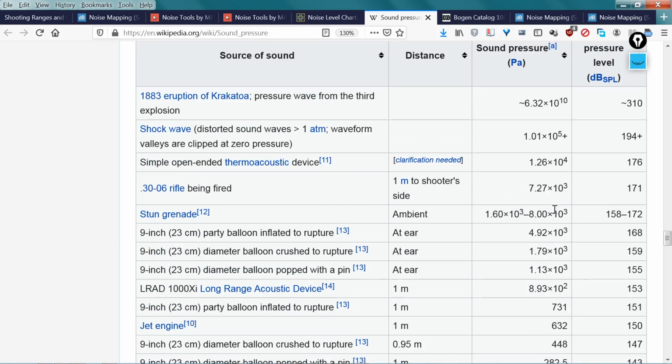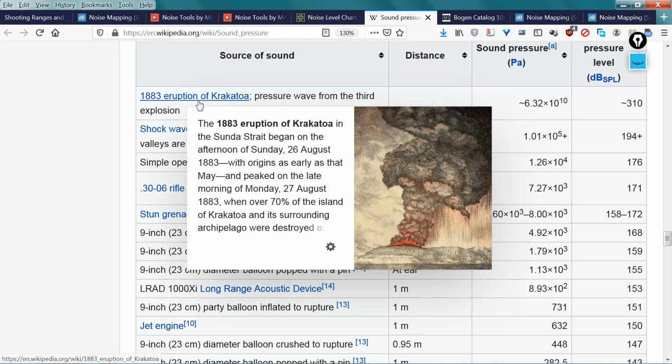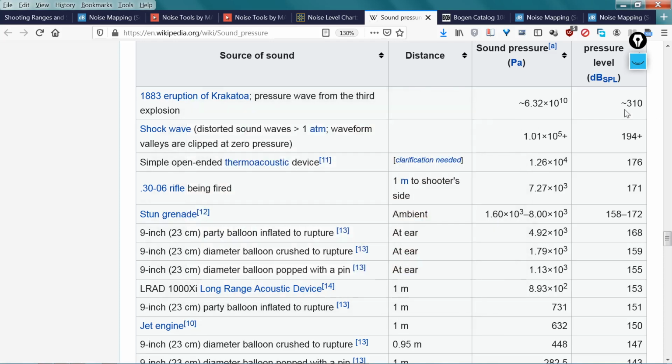All right. And just for example, the third pressure wave created by the 1883 eruption of Krakatoa was 310 decibels. Of course, that's kind of nonsensical because above 190, you're no longer really talking about a sound wave, but a shock wave carrying a lot of heat with it.